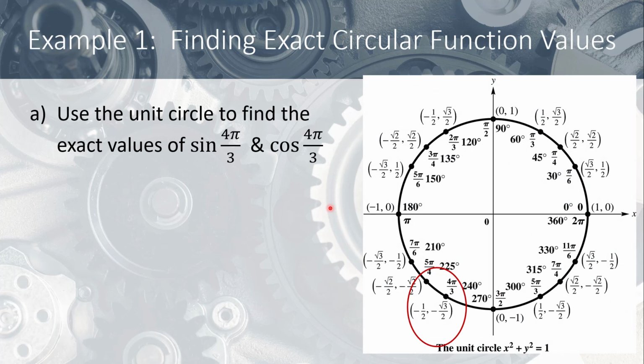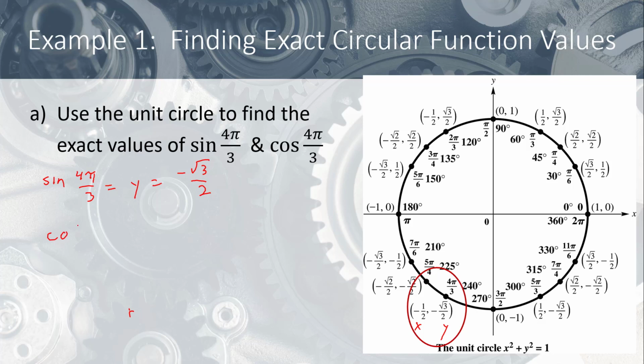Okay, so let's have some fun. Here we want to find some exact circular values. So we want to use the unit circle to find the exact values of the sine of 4 pi over 3 and the cosine of 4 pi over 3. Well, here's our unit circle. Look over here. Here's 4 pi over 3. I already have it circled for you. And remember, this is x and this is y. What is sine of 4 pi over 3? Well, that's going to be equal to y. In this case, it is equal to negative root 3 over 2.